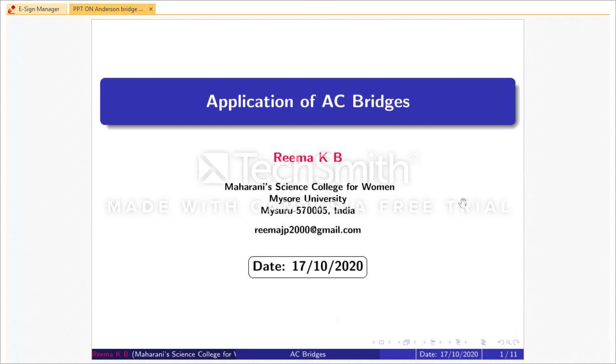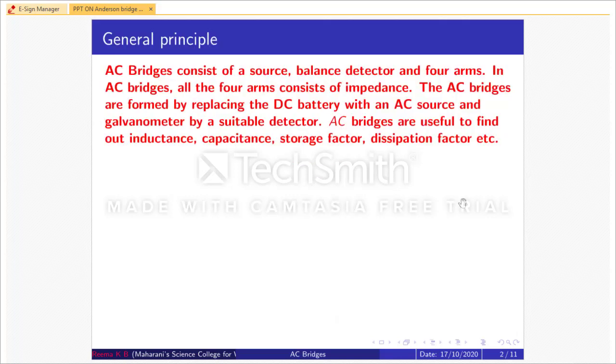Application of AC bridges. Let's see the general principle of AC bridges.